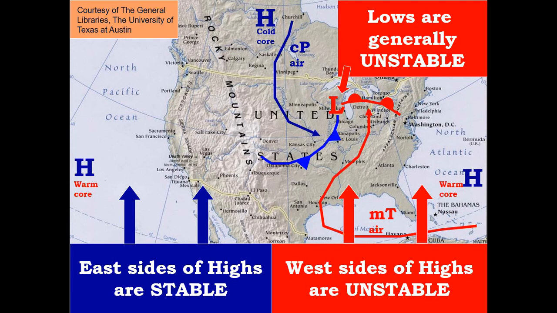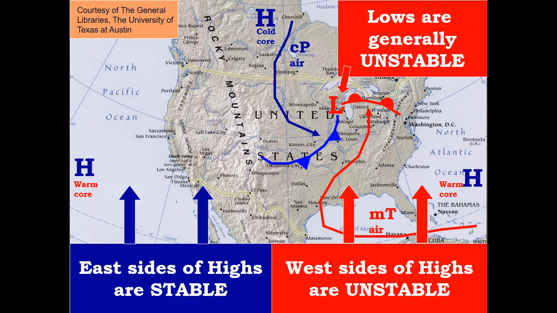All right, so let's take a look at some examples of some semi-permanent pressure systems here on the chart of the United States, and where the stable and unstable air resides in relation to these features. The first thing I'll point out is this cold core high, the very top part of the image, that blue H over Canada. That's an example of a cold core high.